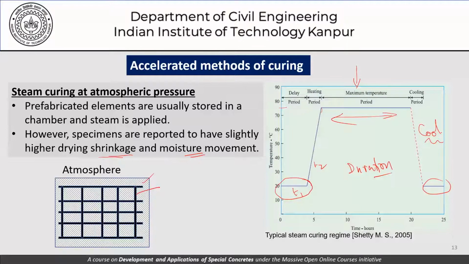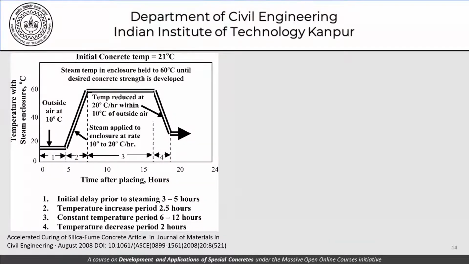This picture here is another of those specific details coming out of an article from 2008, where we say that okay, outside temperature at 10 degrees centigrade for 1 hour, and then for 2 hours it takes for the temperatures to be built up from this level to say about 60 degrees.